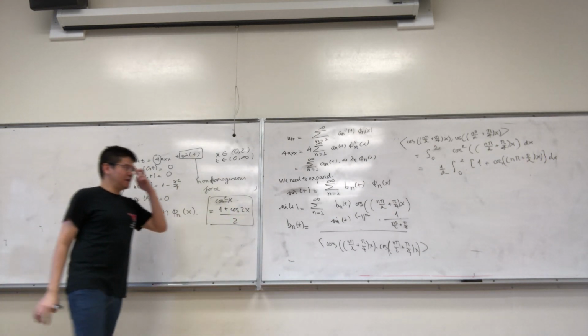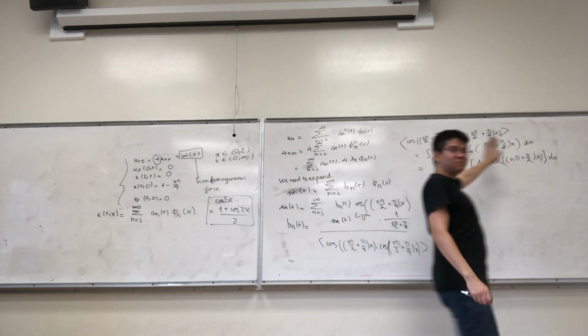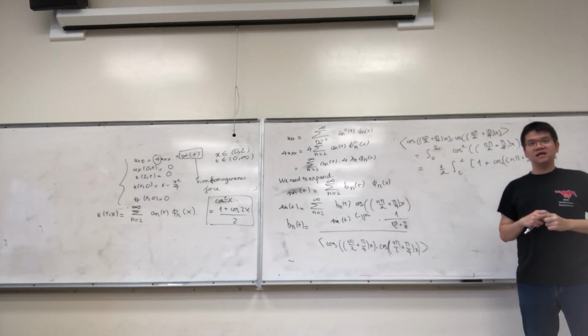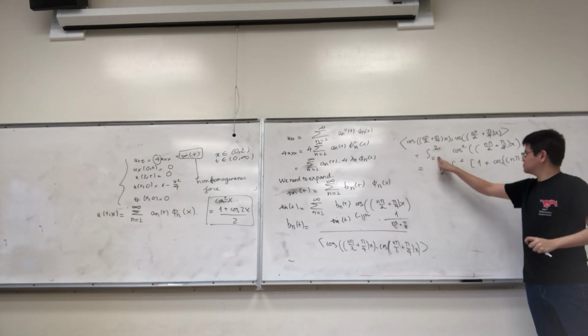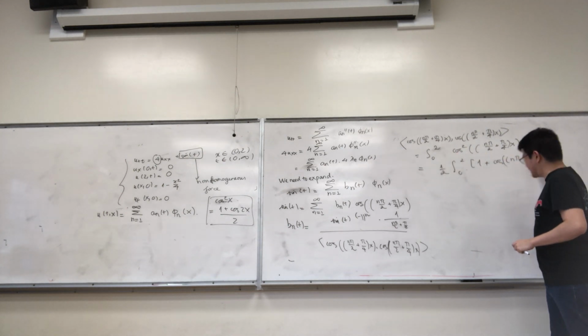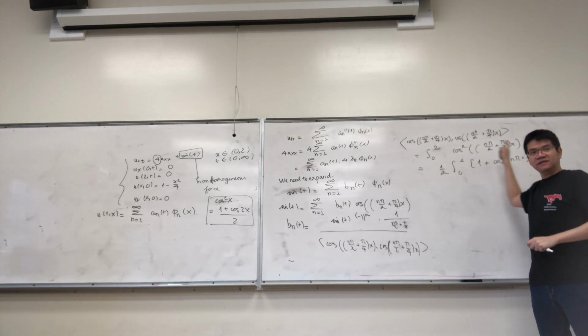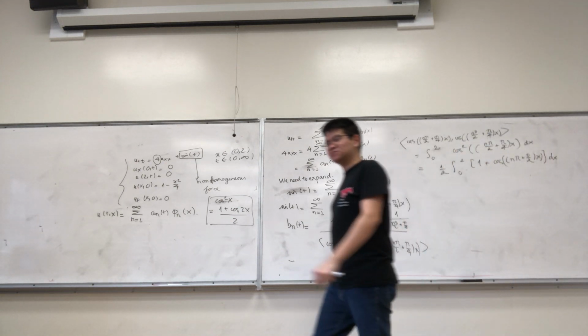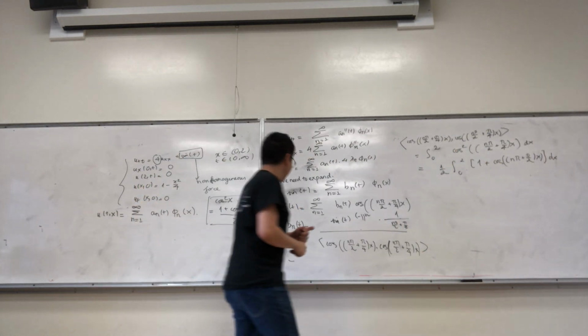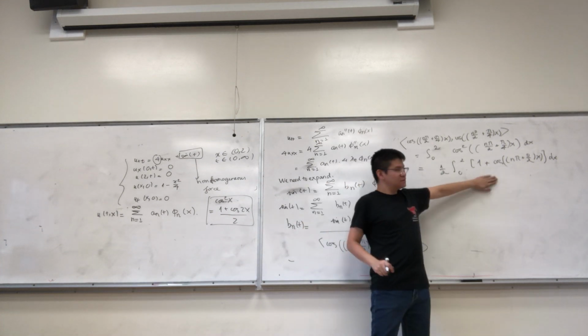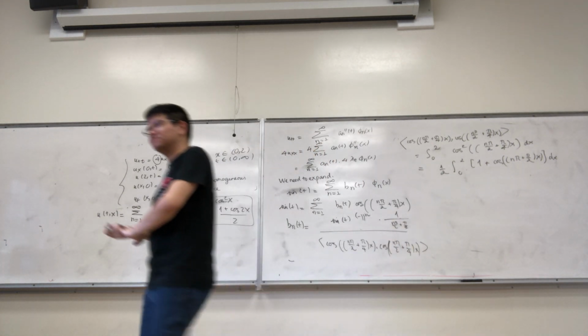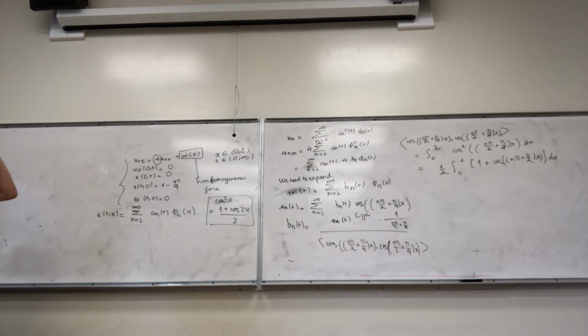Right? So here I have to take the inner product of cosine and cosine, which is nothing but the integral from 0 to 2 of cosine squared of this guy dx. So the cosine squared is 1 plus cosine of 2x divided by 2. So I apply this formula here to compute this integral. So what is the next step?